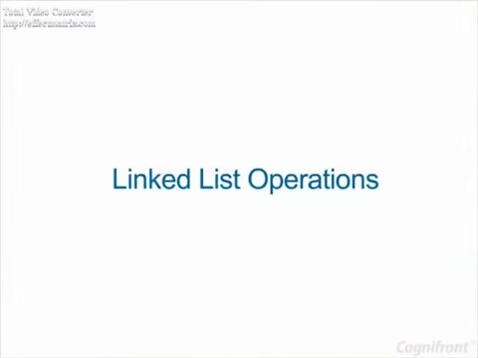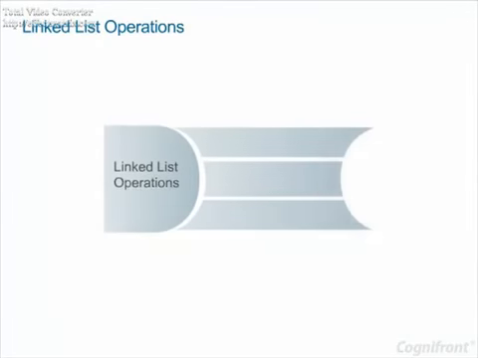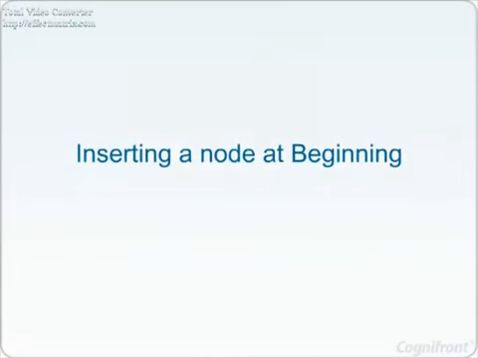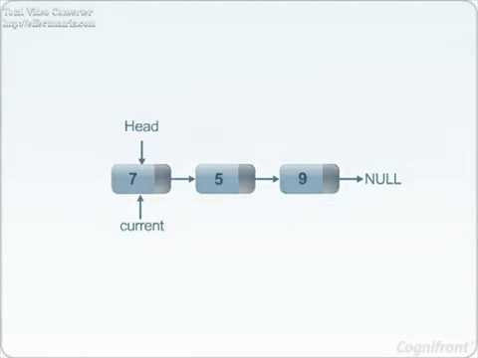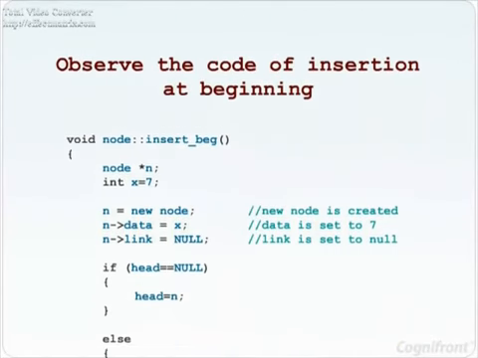There are various operations which are performed on the linked list, such as adding and deleting a node and edit the data part of the node. First of all, let's see how to add a node at the beginning of a linked list. For that, an empty node is created. Then assign an integer value 7 to the data member of the node, and its link is assigned to the head. Observe the function of insertion.